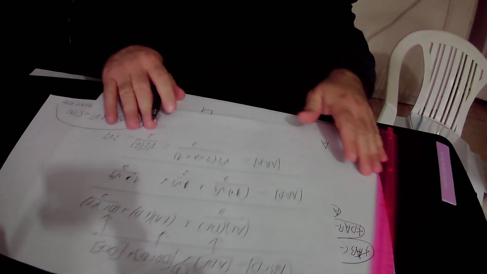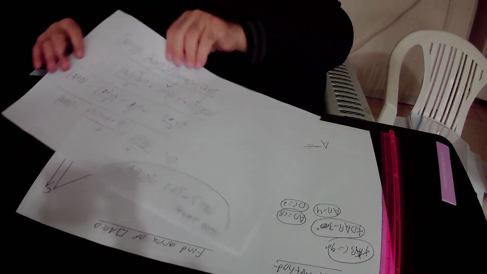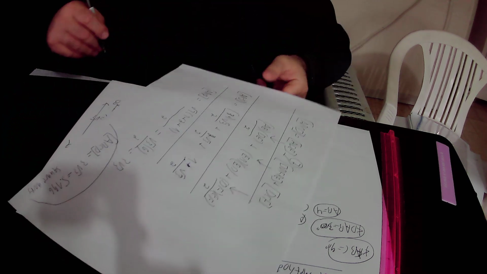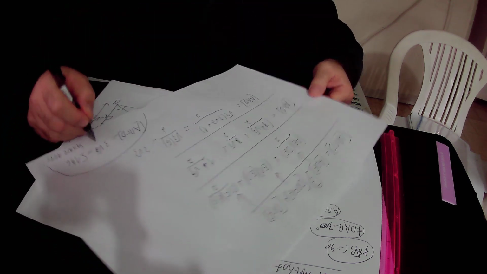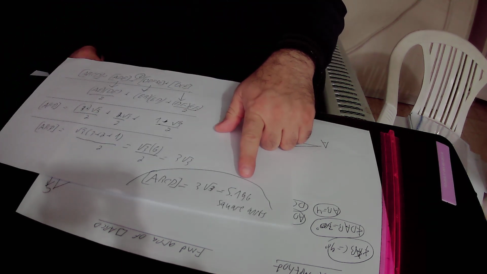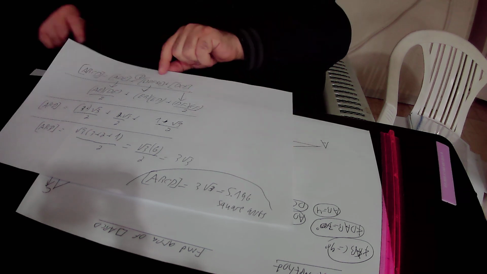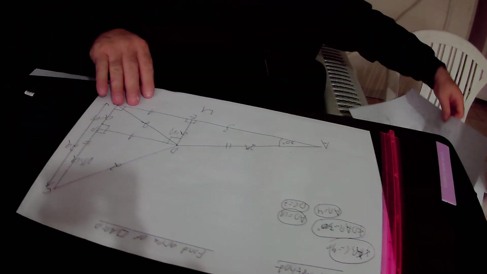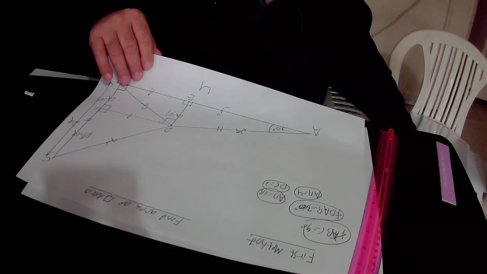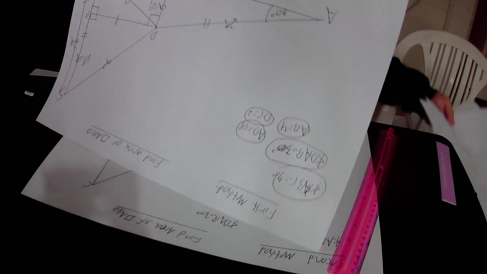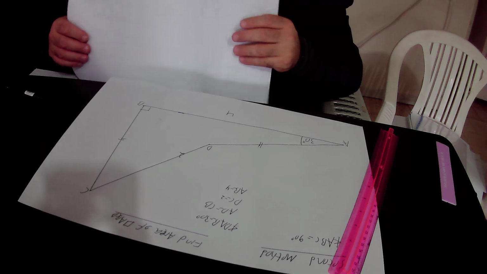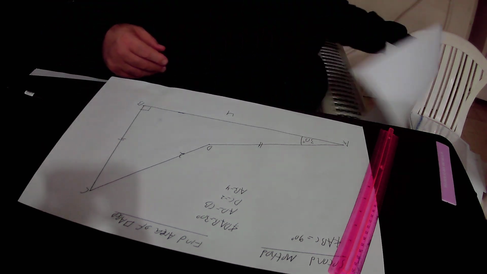I'll repeat again. We found out that the area of quadrilateral ABCD equals 3 times 3 square units, or in terms of numbers, it equals 5.196 square units. So we finished with the first method. In the next step, I will present to you how to find the area of quadrilateral ABCD according to the second method.